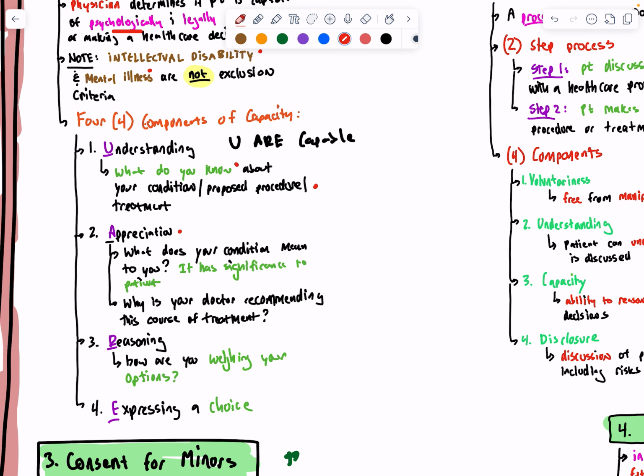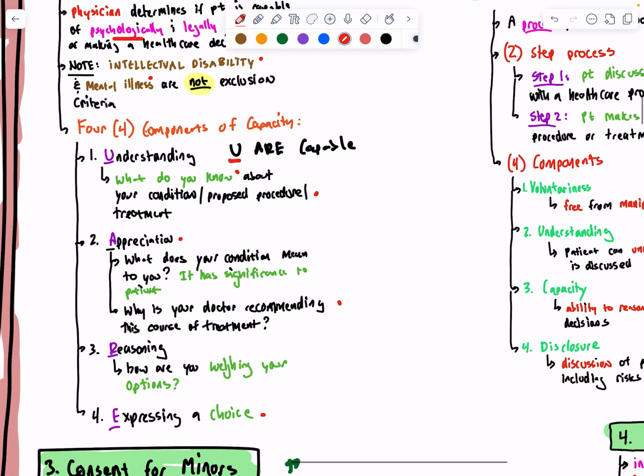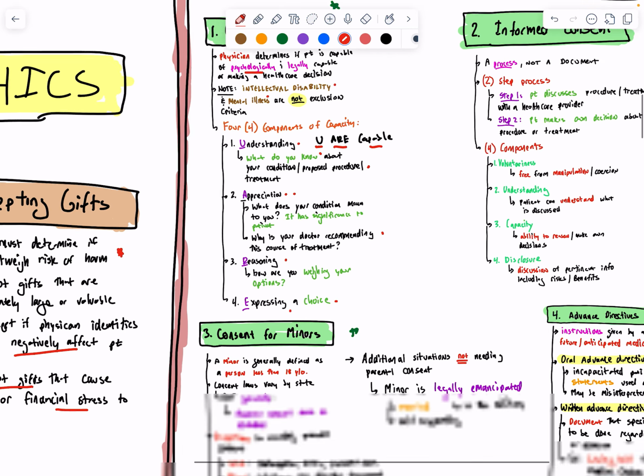Meaning, do they understand or care that it's a bad thing to have cancer? So why is your doctor recommending this course of treatment? Reasoning, is this patient capable of weighing the options? And then finally, are they capable of expressing a choice? So you are capable: understanding, appreciation, reasoning, expressing a choice.